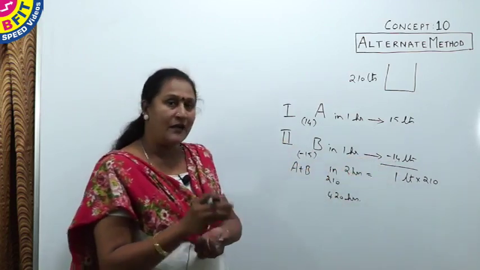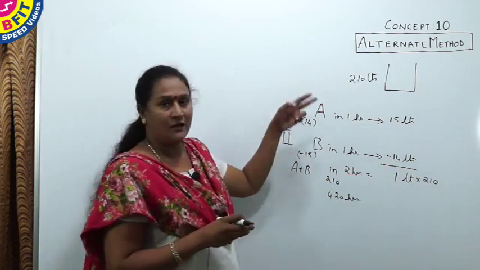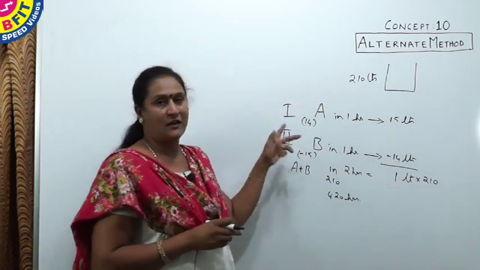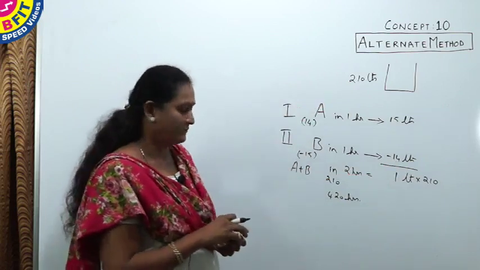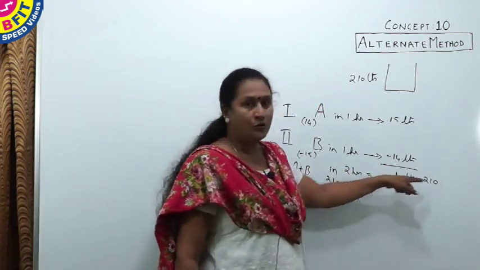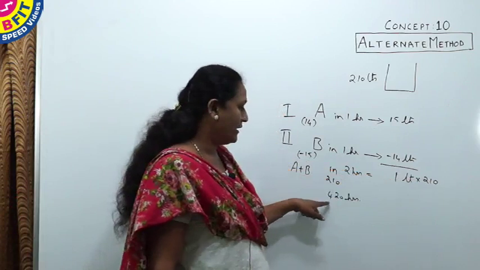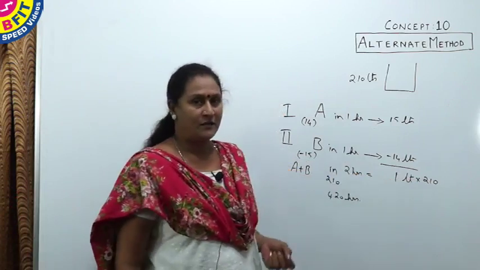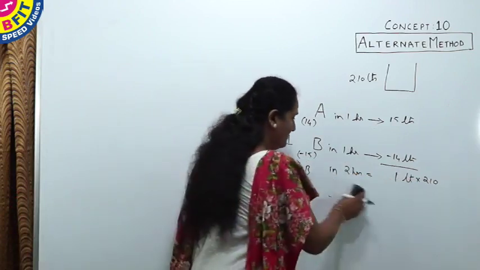So you have to work it in another pattern for the alternate type, when one is filling and the other is emptying. When you work out 1 liter in 2 hours, into 210, and multiply to get 420 hours, you will not get 210 liters. So the working will be as follows.